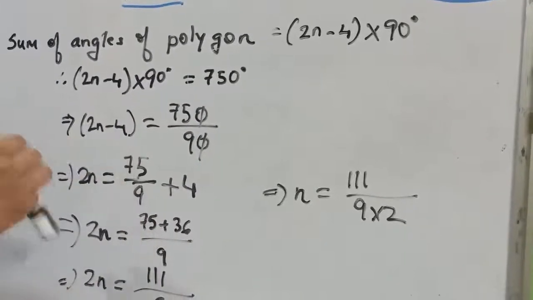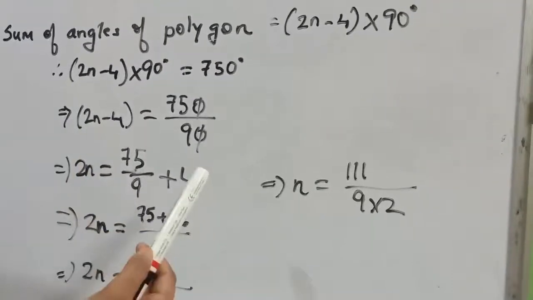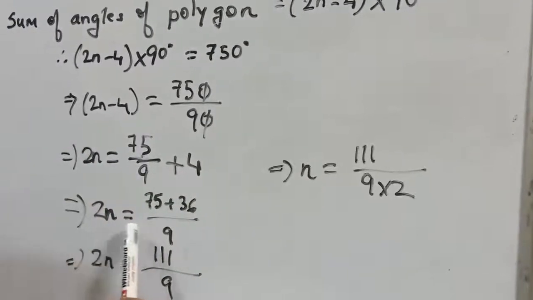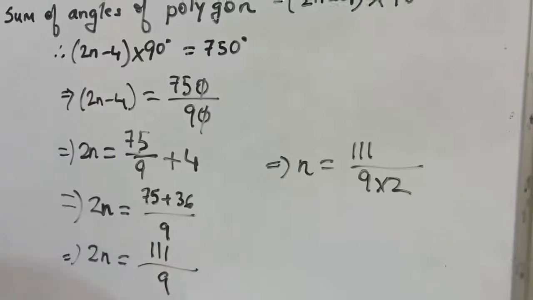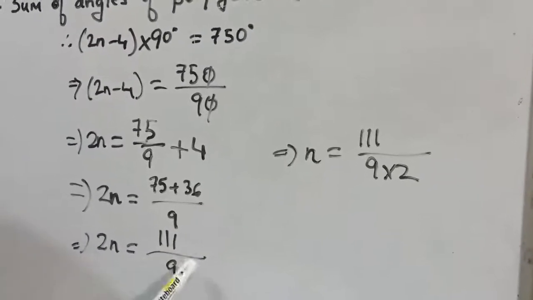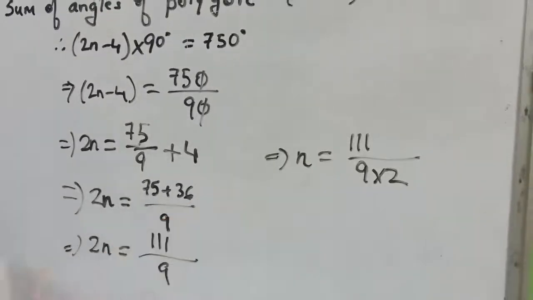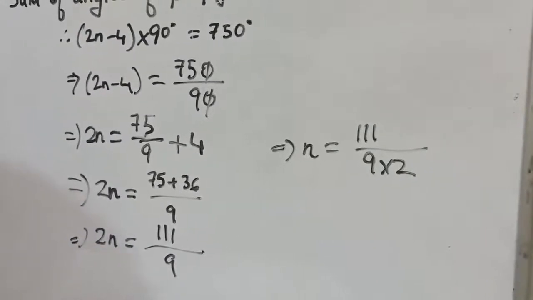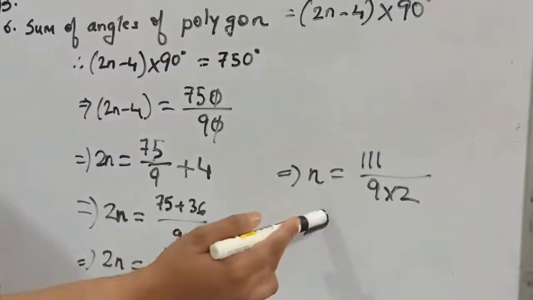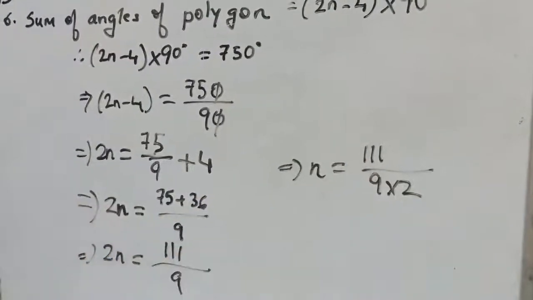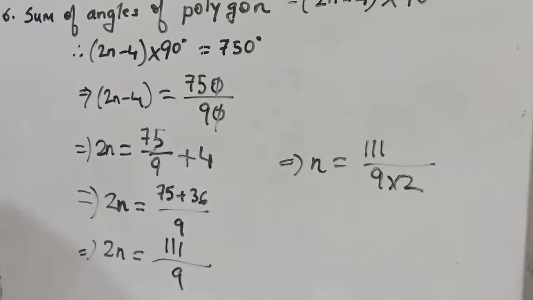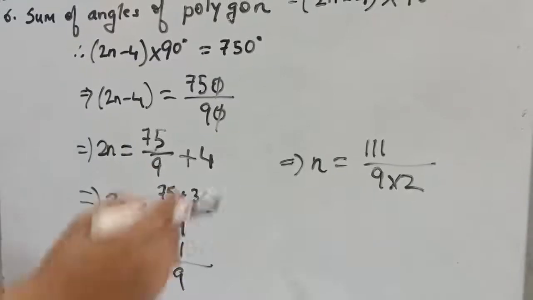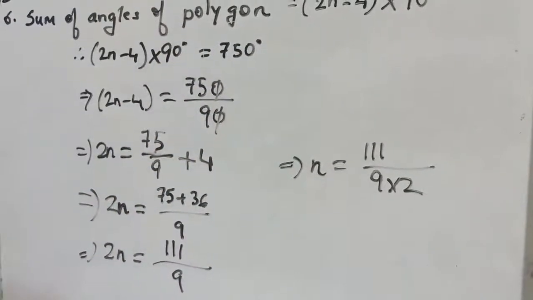This 4 goes to the other side, so 2n is equal to 75 by 9 plus 4. Take the LCM. So 2n is equal to 111 by 9. So n is equal to 111 by 9 into 2. Now this will come as a fraction. Now your question is, is it possible to have a polygon? No, it is not possible, because the number of sides can't be a fraction. The number of sides should always be a whole number. So the polygon is not possible whose sum of interior angles is 750 degrees.